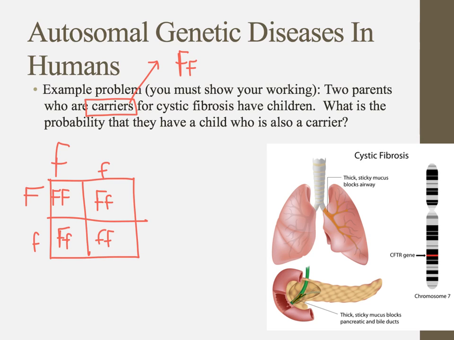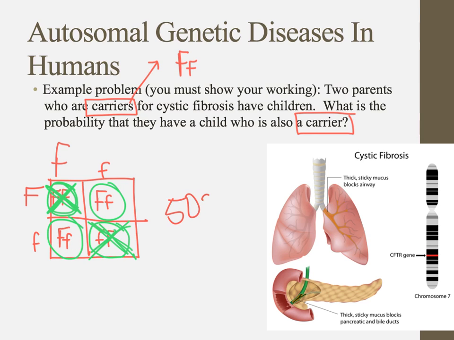It says, what is the probability that they have a child who is also a carrier? All right, well, this person has the disease. They have two copies of the recessive allele, so they're actually not a carrier. This person doesn't even have the recessive allele, so they're not a carrier. My two carriers are here and here, so they will not actually have cystic fibrosis because of this dominant allele, but they will carry that recessive gene. So that would be 2 out of 4, or 50%.